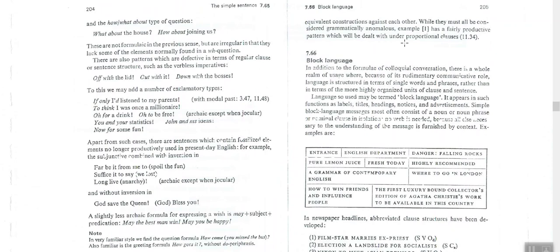We can say it in this way. While they must all be considered grammatically anomalous. What is anomalous? It means here deviation from the norm, something which is not normal. Like when we say it is ungrammatical. Deviation means violation of the grammatical rule. So they are anomalous. Okay? So they are deviating from the norm.